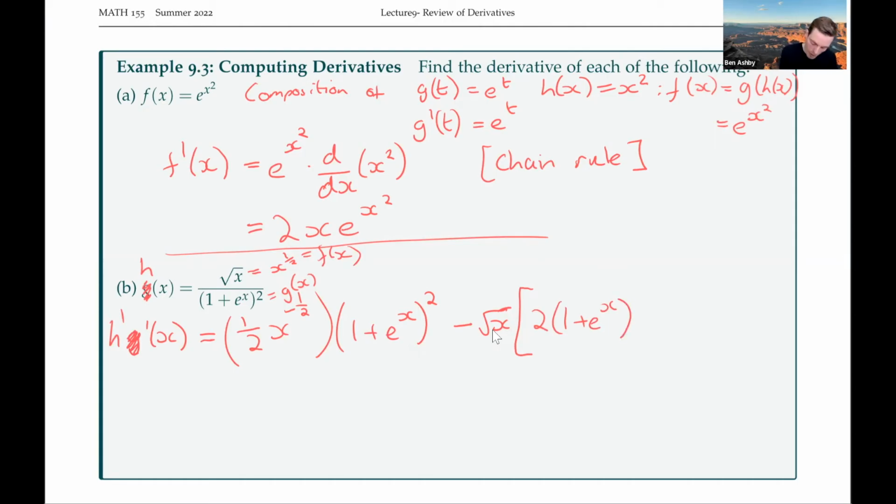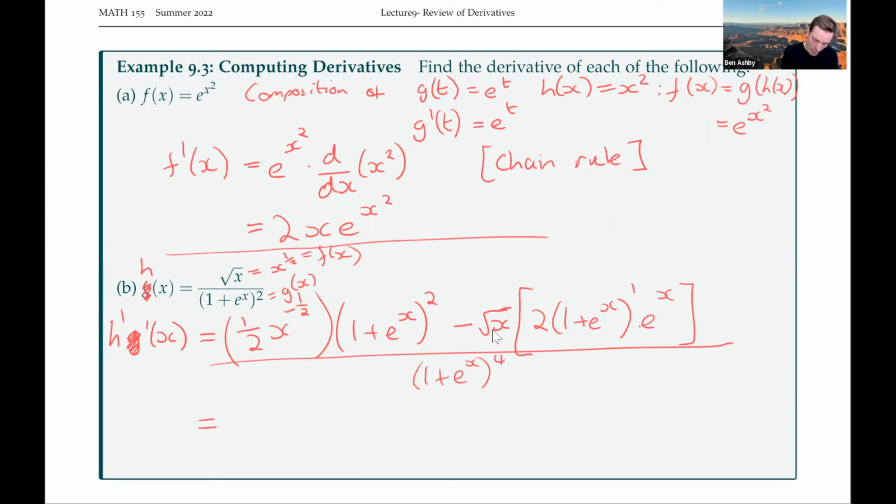And we lower the power by 1, so we have had 1 there. And then we multiply that by the derivative of whatever we had on the inside of our function, our inner function. So in this case, that's going to be the derivative of 1 plus e to the x, which is just going to be e to the x. And then this is all over whatever was on the denominator, in this case g of x all squared. So g of x all squared is just going to be 1 plus e to the x to the power of 4. Okay, so this is kind of messy.